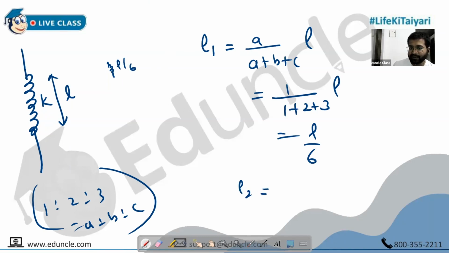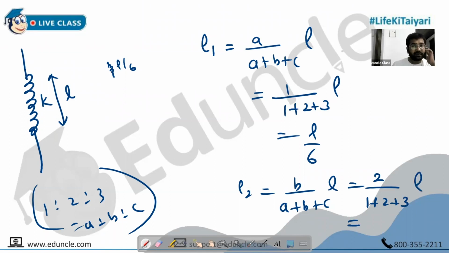The second part, L2, would be B upon A plus B plus C, times L. The length of that would be 2 upon 1 plus 2 plus 3. I hope you are understanding. I'm rushing obviously because it's a revision class and we don't have much time, but you can always tell me, sir, please reiterate. So this is 2 upon 6 times L, which is 1 by 3 times L. The second length is L by 3, which is double, since 2 times L by 6 is double.